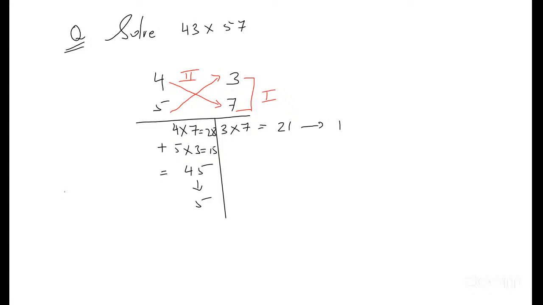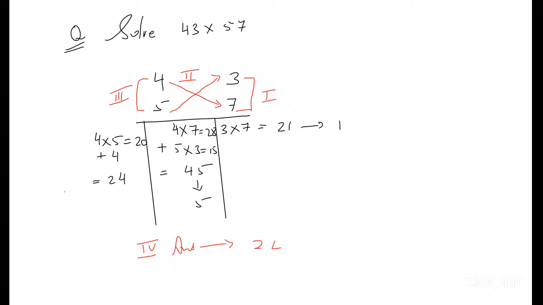And the final step is that multiply 4 and 5 together. We will multiply 4 and 5 for the third step. So write it 4 into 5. That is 20. We will add 4, which will give us 24. Fourth step, put them together. Answer becomes 2, 4, 5, and 5.